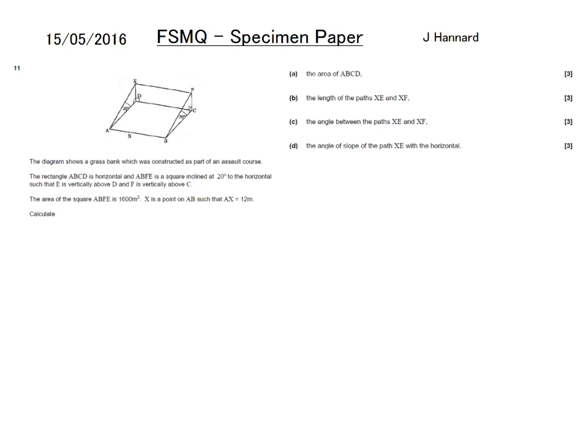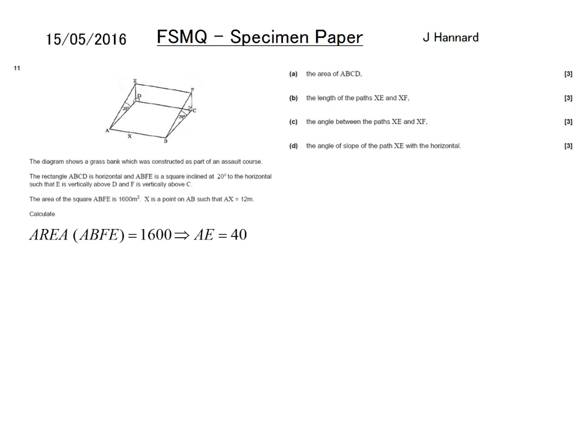Question 11 then. The diagram shows a grass bank which was constructed as part of an assault course. The rectangle ABCD is horizontal and ABEF is a square inclined at 20 degrees to the horizontal such that E is vertically above D and F is vertically above C. The area of the square ABFE is 1600 meters squared. X is the point on AB such that AX equals 12 meters. Calculate the area of ABCD.